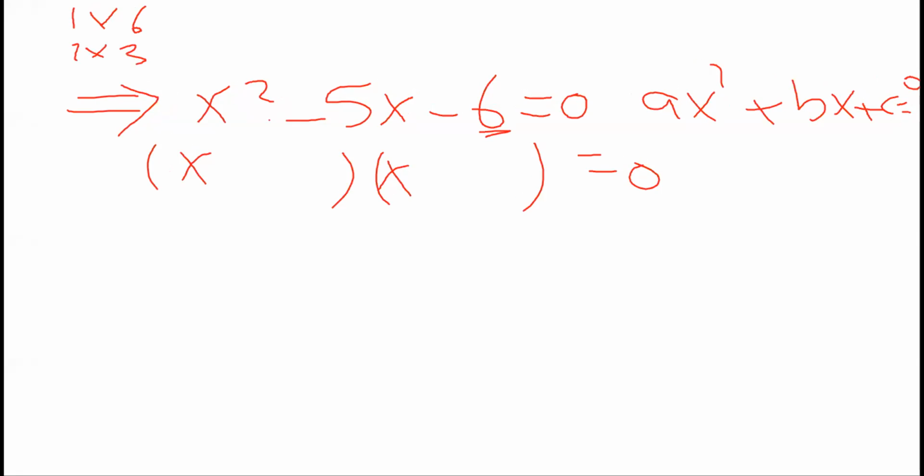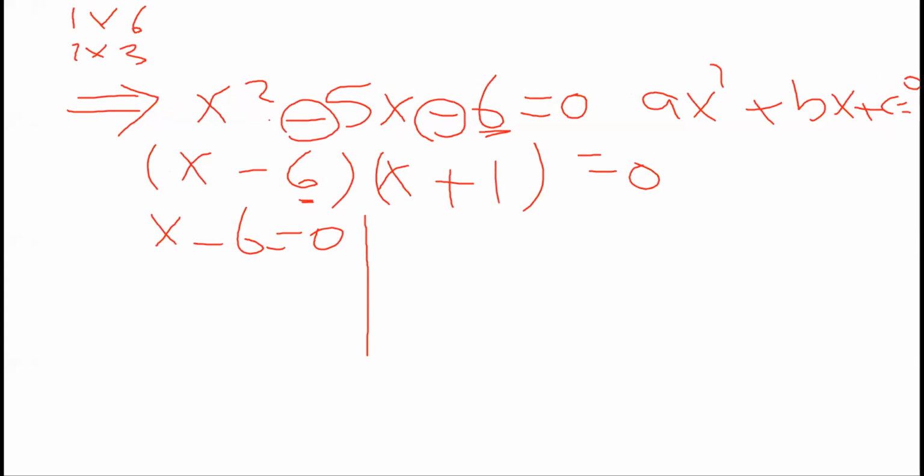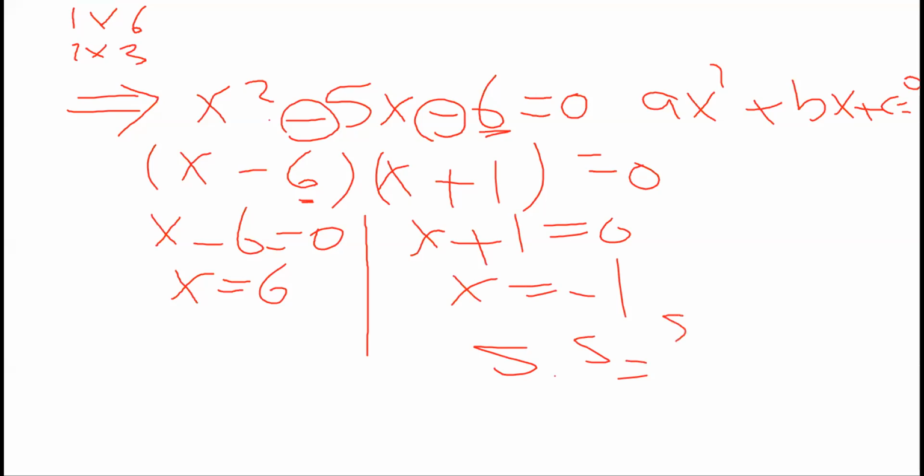So it is 6 and 1. Here is minus, so the big one would be at the same sign as the middle. So here is negative and here is positive. You will divide it. So x minus 6 equals 0, so x equals 6, and x plus 1 equals 0, so x equals negative 1. So the solution set is 6 and negative 1.